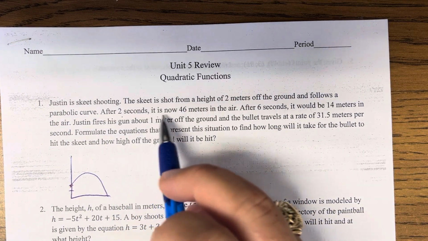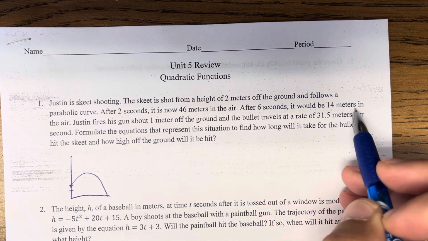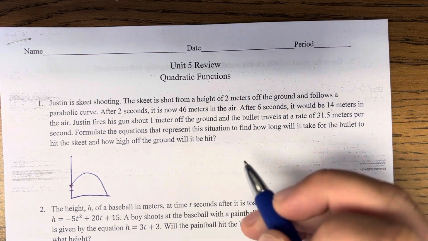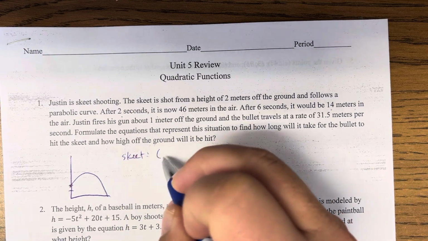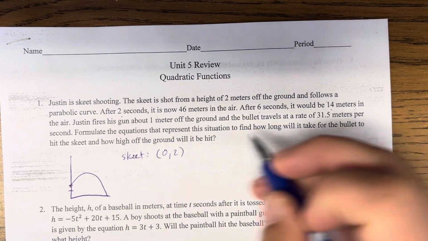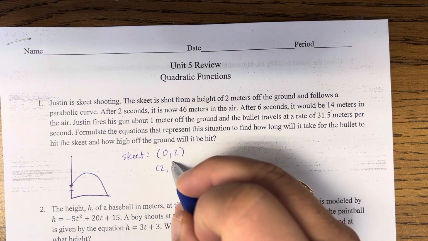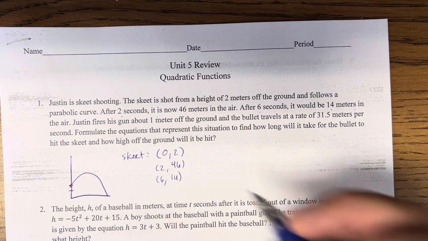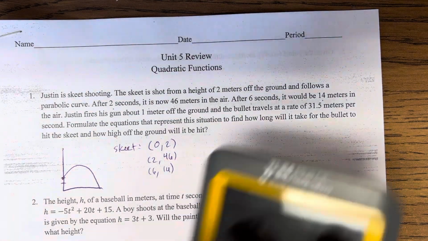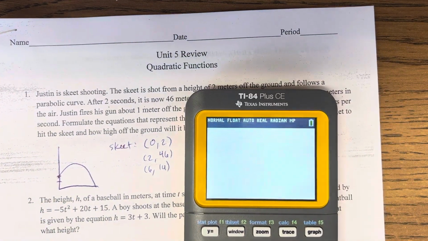After 2 seconds, it is now 46 meters in the air, and after 6 seconds, it will be 14 meters in the air. And so to find the equation for the skeet, we have 3 points. It starts at (0, 2). After 2 seconds, it's 46 meters in the air, and after 6 seconds, it's 14 meters in the air. And so we're going to use these 3 points to create the equation in our calculator.